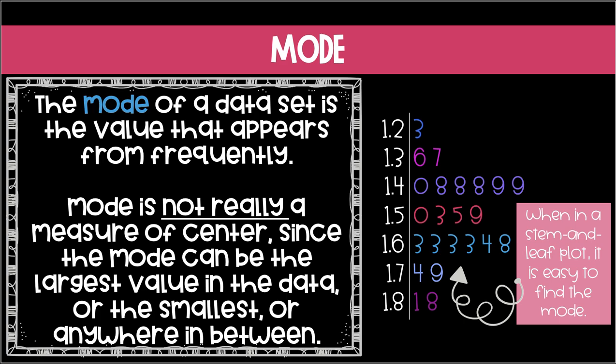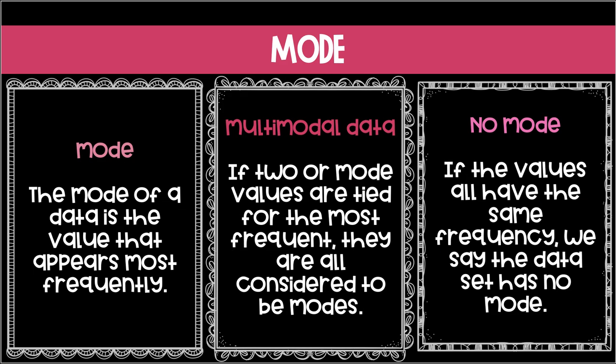Now, you have 3 different possibilities when you're computing your mode. You could have one mode, you can have multiple modes, or you can have no mode. One mode is when you have one value that repeats the most. Multiple modes is when you have two or more values that are tied for the most frequent. And no mode is when no value repeats more than the others. All of your values repeat twice, all of your values repeat 3 times, and so on.